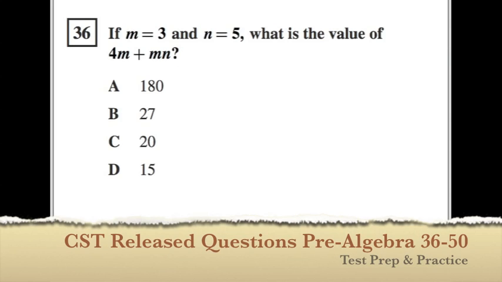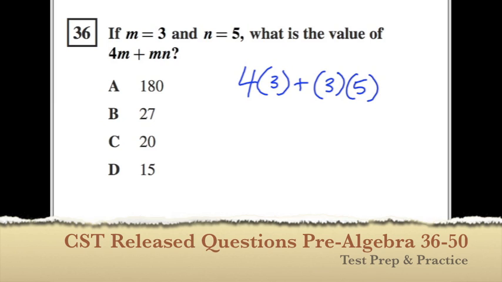Okay, number 36 says if m equals 3 and n equals 5, what is the value of 4m plus mn? So obviously this is a substitution one, so we're going to write 4 instead of m. We know m is 3, so we're going to replace it with 3, plus 3, which is m again, and n, which is 5.